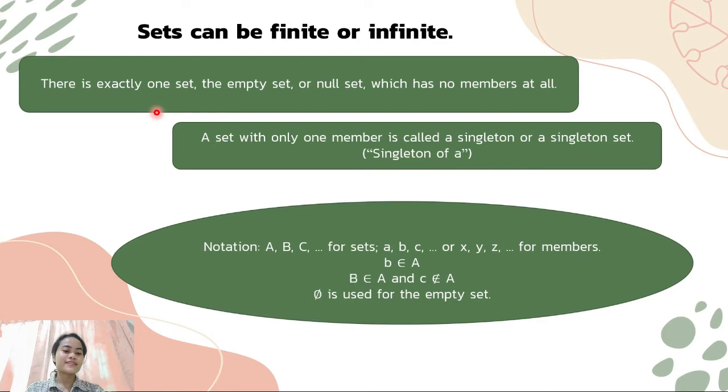For the notation, we use A, B, C for sets, and a, b, c or x, y, z for members. So b is an element of A if b belongs to A, and c is not an element of A if c does not belong to A, and there is a symbol used for the empty set.